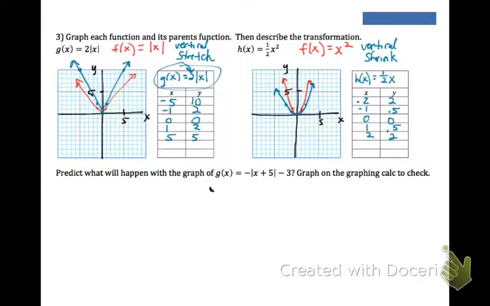Now it says predict what will happen with the graph g of x equals negative times the absolute value of x plus 5 minus 3. So I imagine that you are thinking of the parent function. So that's going to be our absolute value, since that's the math that you see in the function. And then you can start to see all the things that have changed. So we have a negative out front, so we're going to have an x-axis reflection.